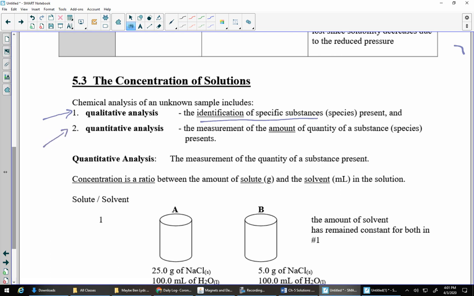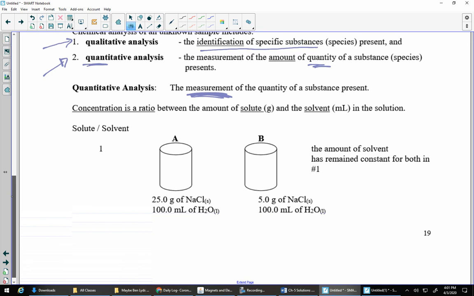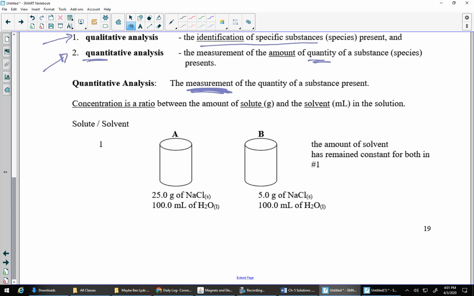The next big section that we're looking at, and we're just going to have a little start on this today, we're not going to get too far, is quantitative analysis. Quantitative analysis is all about quantities, all about numbers, and all about measurements. So concentration is a quantitative analysis. It's all about those numbers. And when we talk about concentration, we mentioned this before, it is in fact a ratio between the amount of solute and the amount of solvent.